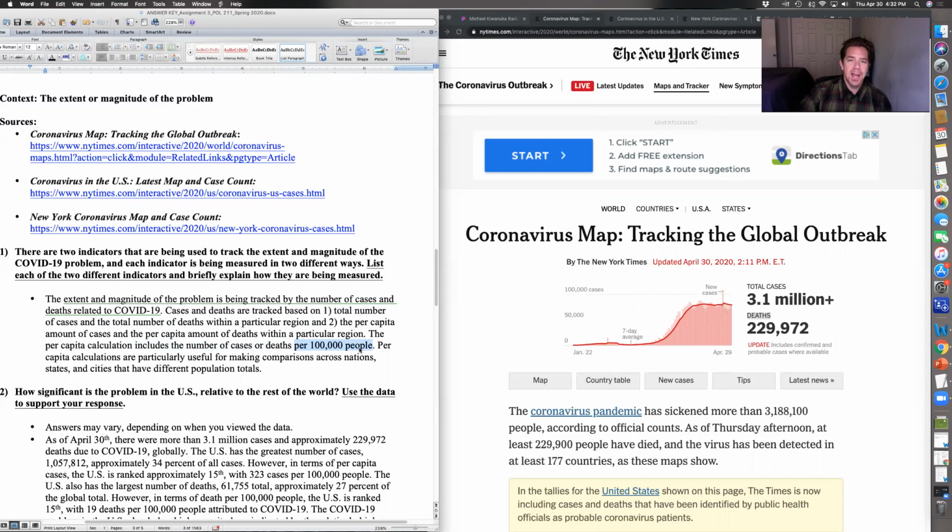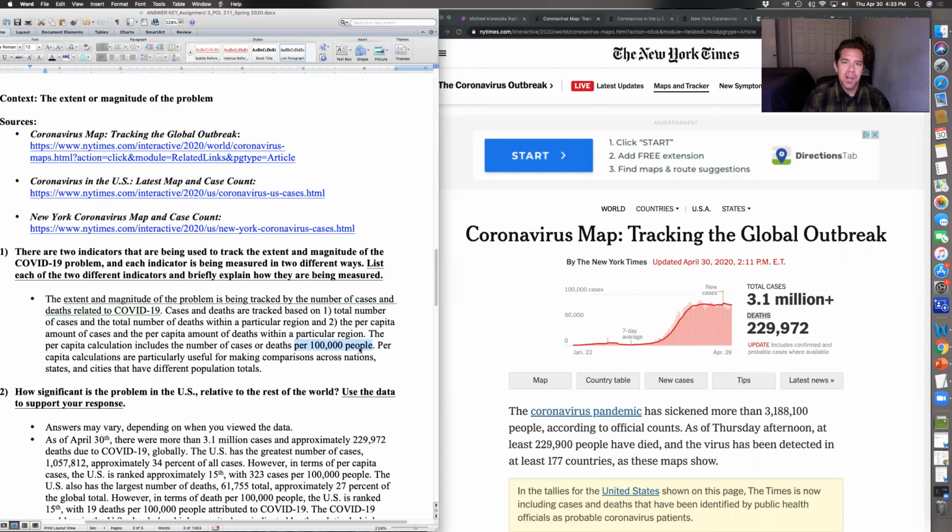If you're looking at the US, you take the total number of cases in the US and divide it by the total population of the US, and this gives you the number of cases per person. You can modify that to make it per 100,000 people. You multiply that by 100,000, and that gives you the amount of cases per 100,000 people. So that's what we're working with here. Per capita data is the second way those indicators are being measured.